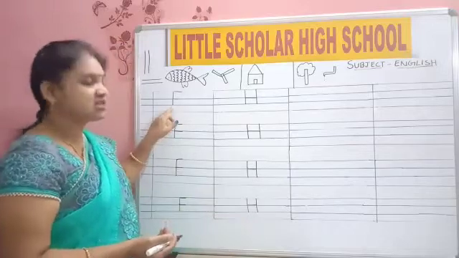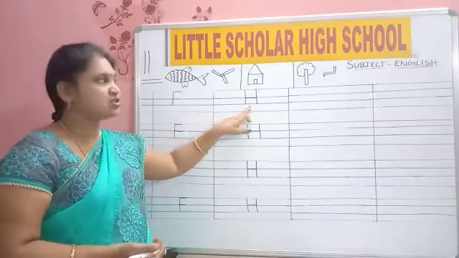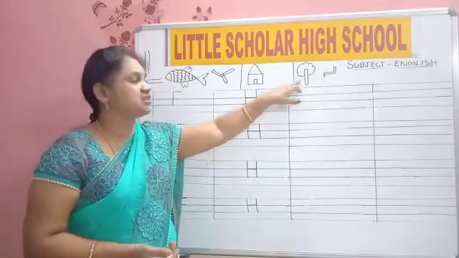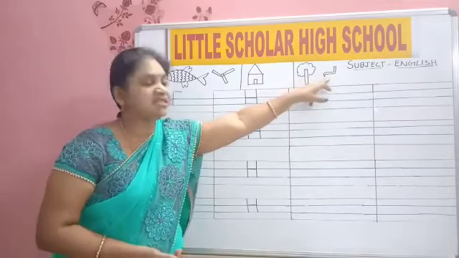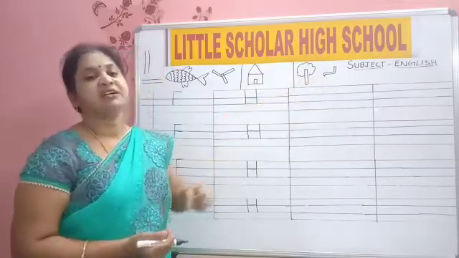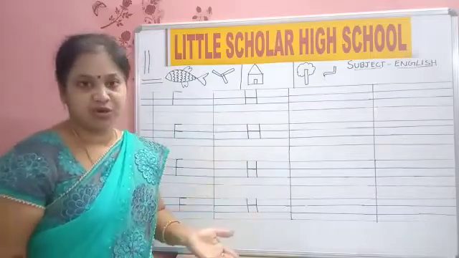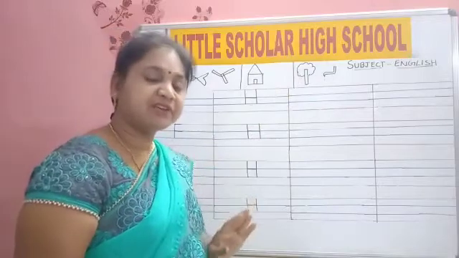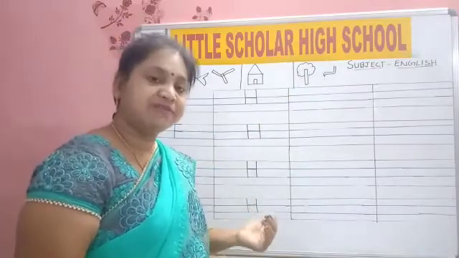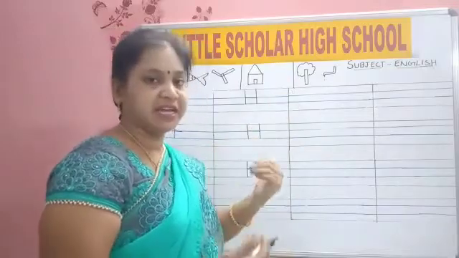Which letter is this? We have learned now F. Which letter is this? H. Now, which picture is this here? Tree. What is this? Tap. T for tree, T for tap, T for table also. Okay. T for tree. T for tap. T for table. Once again say T for tree.